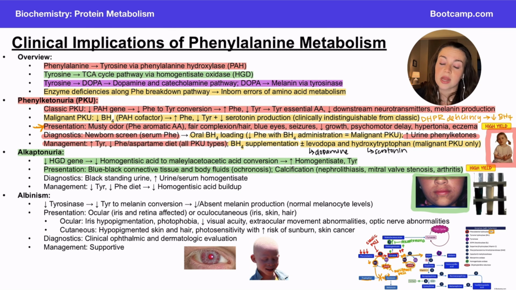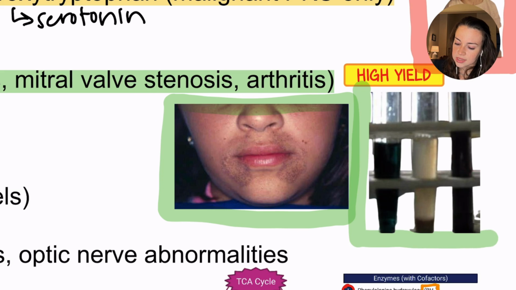To diagnose this, you can actually look at the urine. One of the body fluids that turns blue-black is the urine. And so one of the diagnostic tests for this is a black standing urine. That's where they literally take the urine and let it sit on the counter for a while and you see what color it turns.